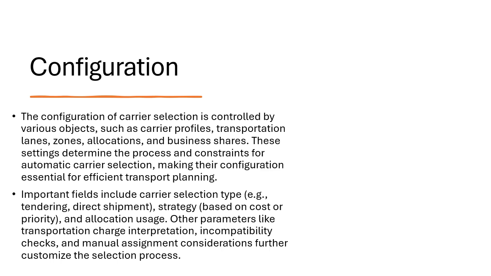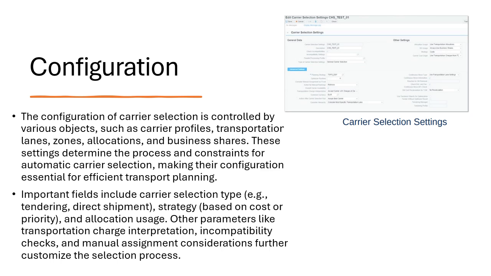And next is configuration. The configuration process of carrier selection involves setting up profile, transportation lanes, zone allocation, and business share. This will ensure that carrier selection is aligned with organization needs and constraints, automatically selecting the carrier based on predefined criteria. And this image shows the configuration settings for carrier selection, with key parameters like strategy, cost origin, transportation charge interpretation, and business share usage. So these settings control how carrier selection is executed, whether through a cost or priority-based approach.